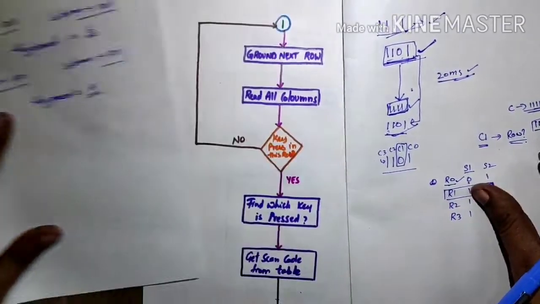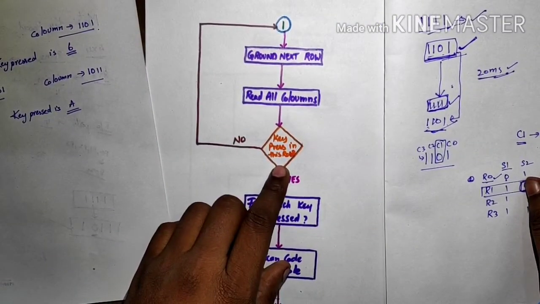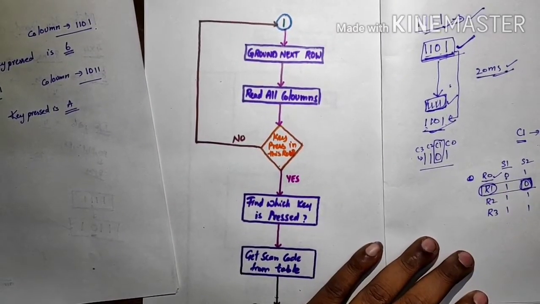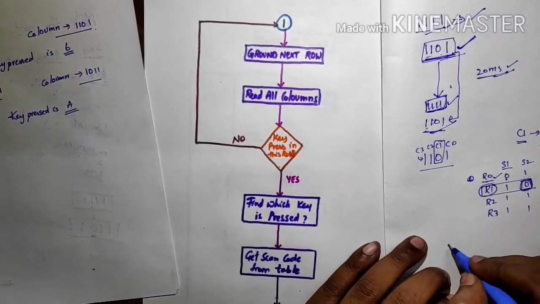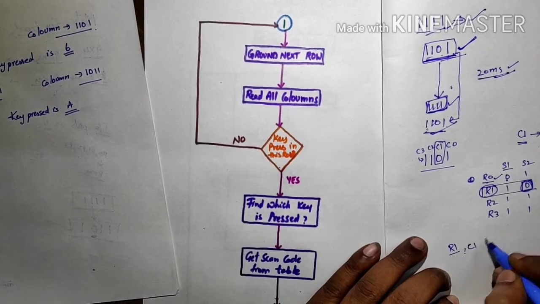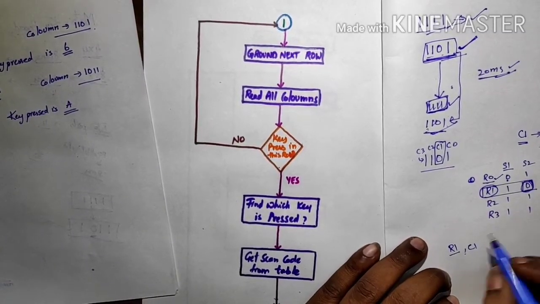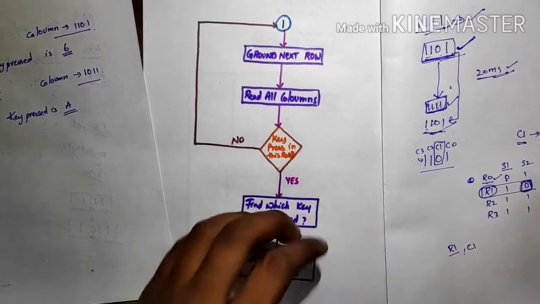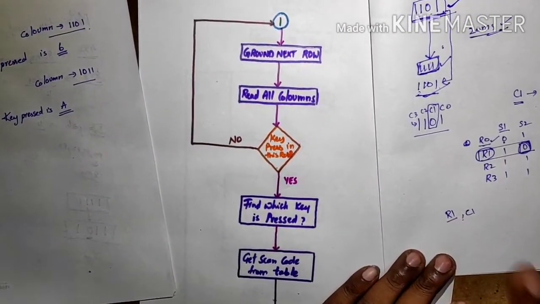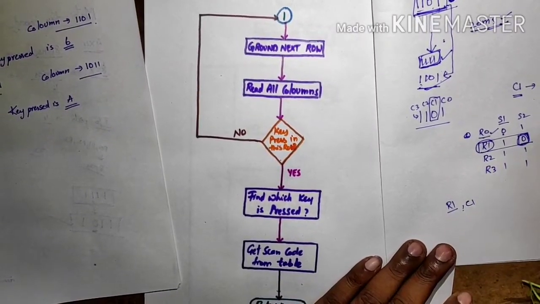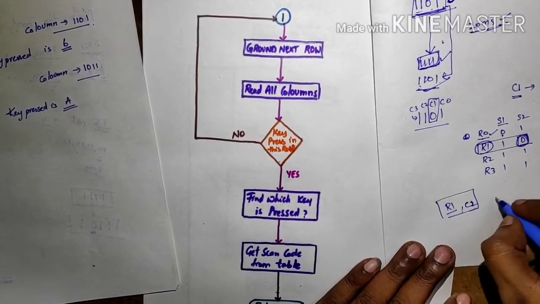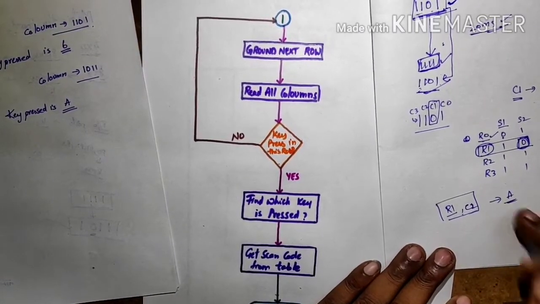Okay, so now as there is a change in our column, that means the particular character belongs to row 1. So we have found our row and we already know our column. So this column here, the value has been changed, so no problem. So here C0, C1, C2, and R1. So the key pressed is C2, R1. So that is character A.